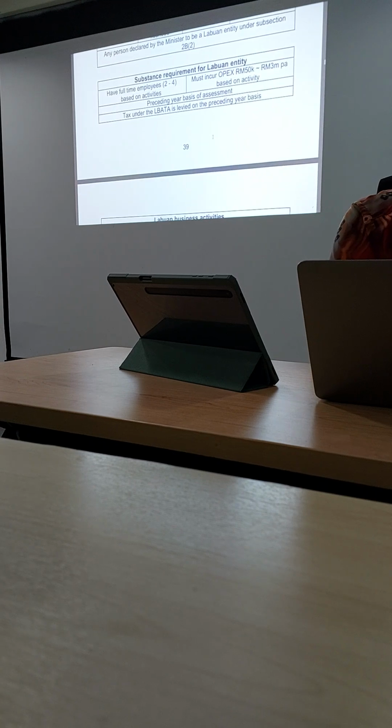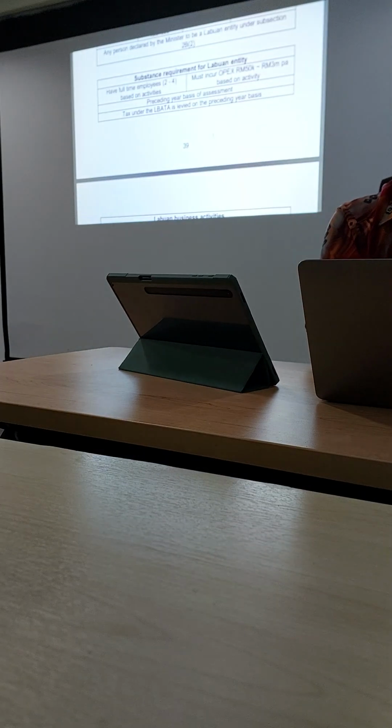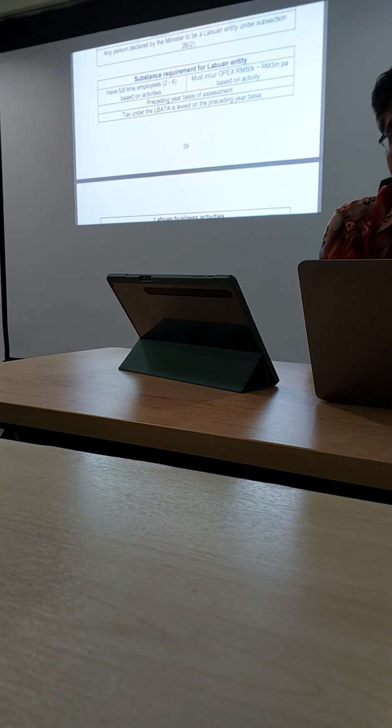Substance requirement. This is the minimum. That means if you don't meet this, you can be a Labuan entity, but you don't get 3% tax. To qualify for 3% tax, you must have full-time employees, 2 to 4 based on activities, and must incur an OPEX of 50,000 to 3 million per annum based on activity. Basically, they look at your activity and say you must achieve this, then only you qualify. Got it?